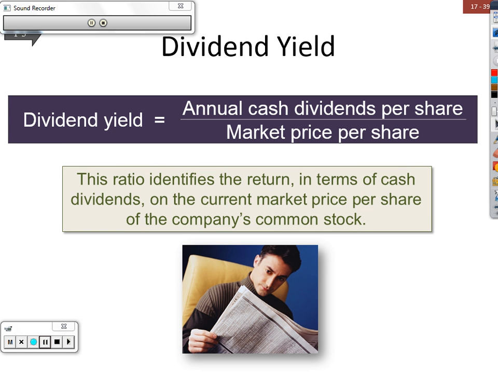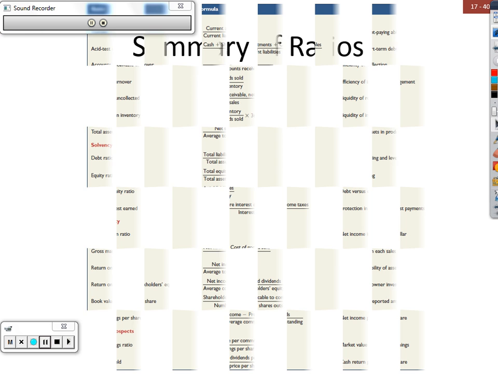Dividend yield. We know that this is all about the ability to pay a dividend, right? Annual cash dividend per share divided by the market price per share. Obviously, if the market price is much lower than your cash dividends per share, then that might be okay. But if the market price per share is way higher than what you would pay normally in dividends per share, that's not necessarily good, because that means that the shareholders are losing on whatever they have invested, okay?